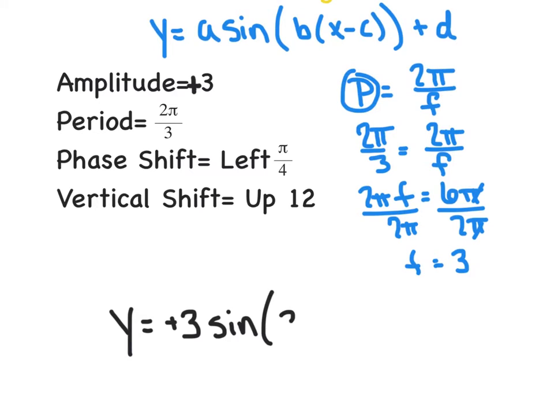Alright, the frequency is a 3. I'm going to do x plus pi over 4 because we want to move to the left. And then at the end, I'll put a little plus 12 for the vertical shift.